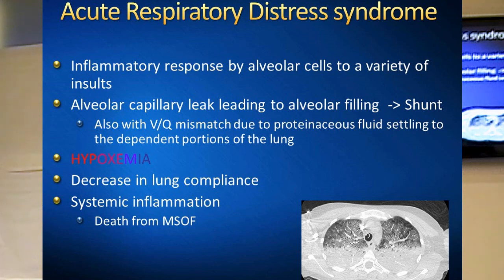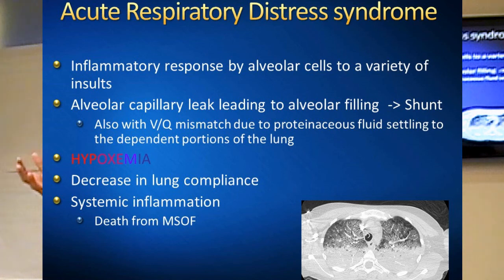And that proteinaceous filling causes a decrease in lung compliance. So if you guys ever hear us when we're rounding, we'll ask about what the plateau pressures of the lung are. Have you heard us ask about that? What a plateau pressure is, it's a measure of the compliance of the lung. So it gives us an idea of how severe the ARDS is. In ARDS, you get very, very non-compliant lungs.